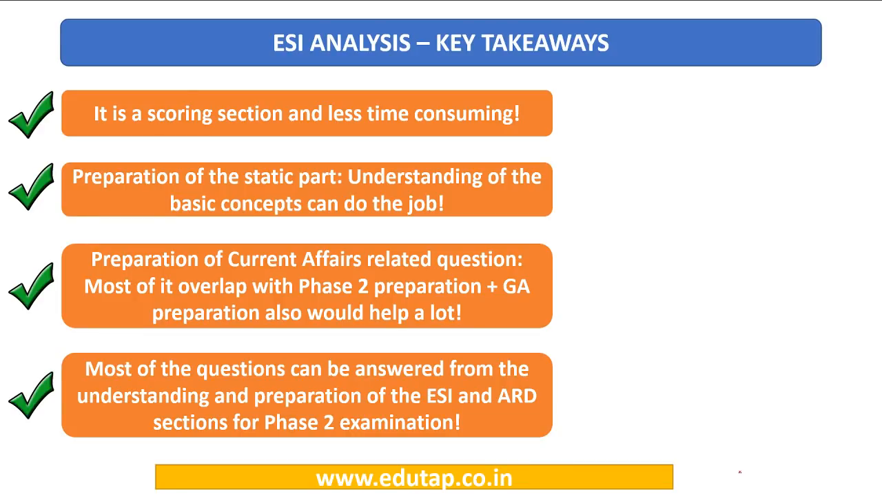Now, we have done a lot. We have seen all the 40 memory-based questions that were asked in the 2017 NABARD Grade A ESI section. We also saw how they can be linked to the various topics of our syllabus. Then we categorized them into the static part and the current affairs part, and saw that the current affairs part holds more weightage. So now, what are the key takeaways? After every analysis, it is very important for us to come to an understanding, and keeping that understanding in mind, we need to take our preparation forward.